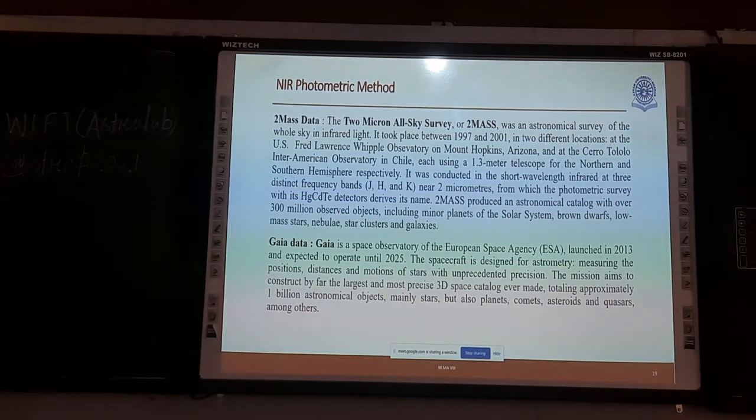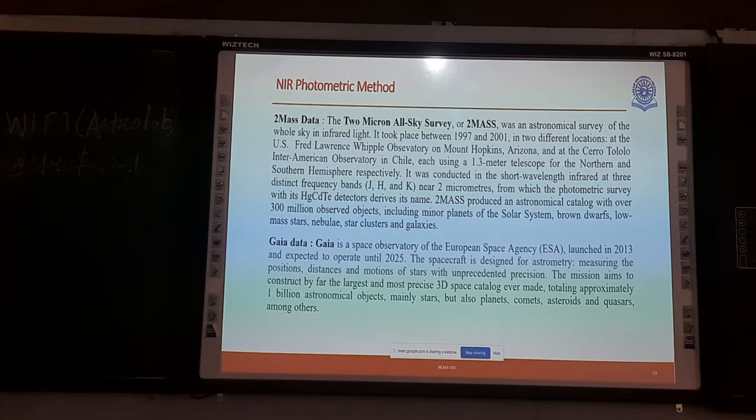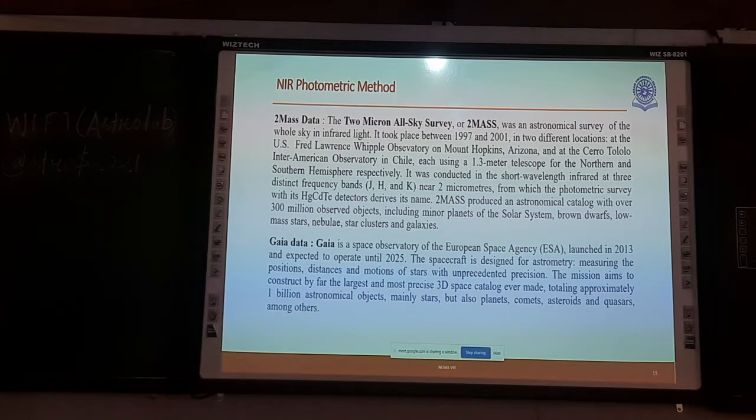And now, just for 1 minute, this is the 2MASS data. Actually, 2MASS data is basically 2 Micron All Sky Survey data. And Gaia is basically a space observatory, of the European Space Agency, and this was launched in 2013, and it is expected to operate until 2025. And from that, we can calculate for 1 billion astronomical objects, mainly the stars.